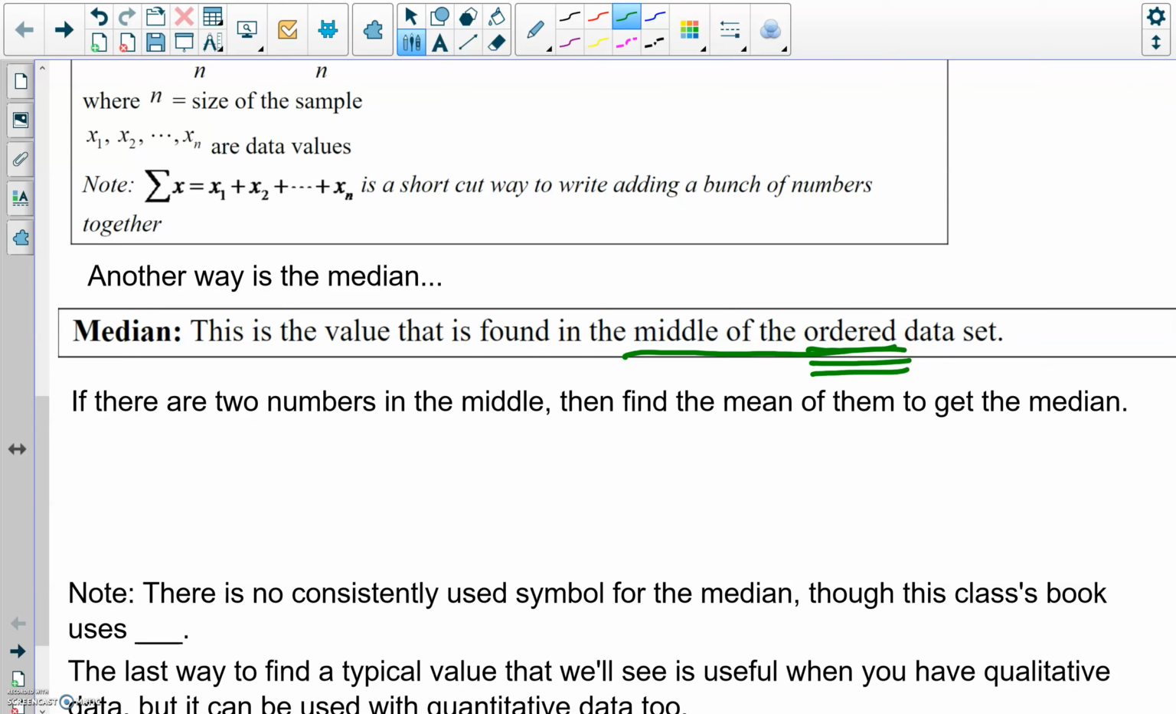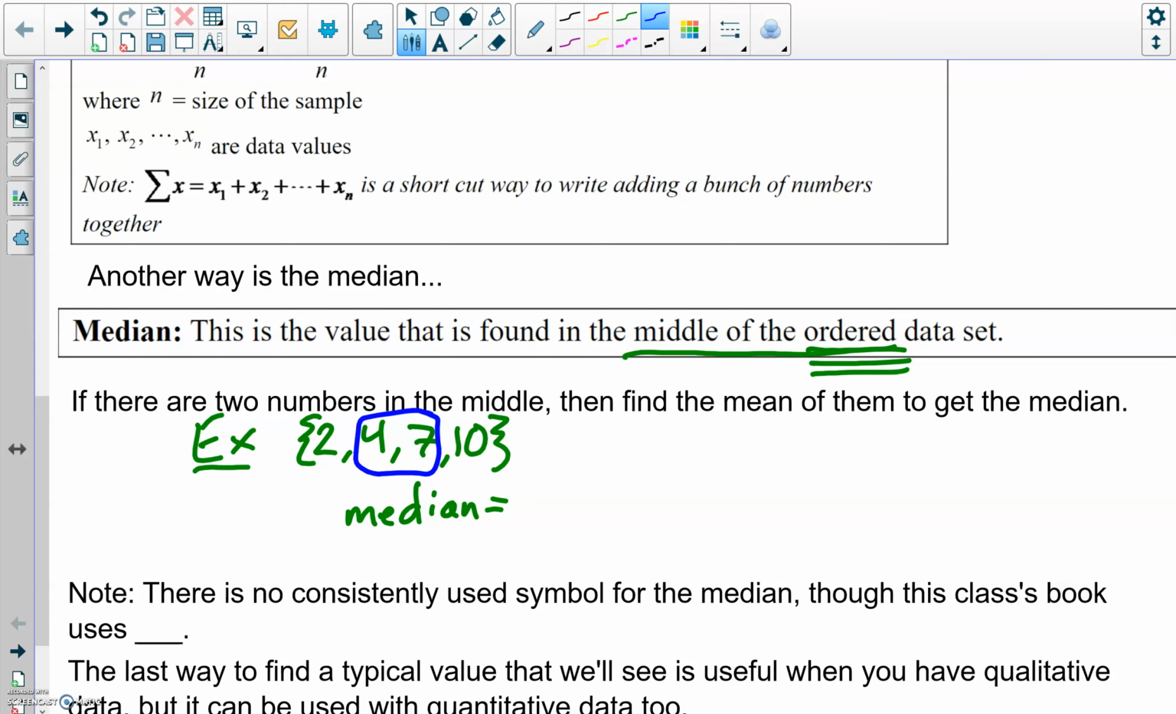And if there are two numbers in the middle, you just find the mean, the average of them, to get the median. So for example, if you have a data set like this, 2, 4, 7, and 10, and the median would then be equal to, if we look at this data set, you go to the middle, there's these two numbers, the 4 and the 7. So you're going to have 4 plus 7 over 2, or 11 over 2, and then that becomes 5.5.